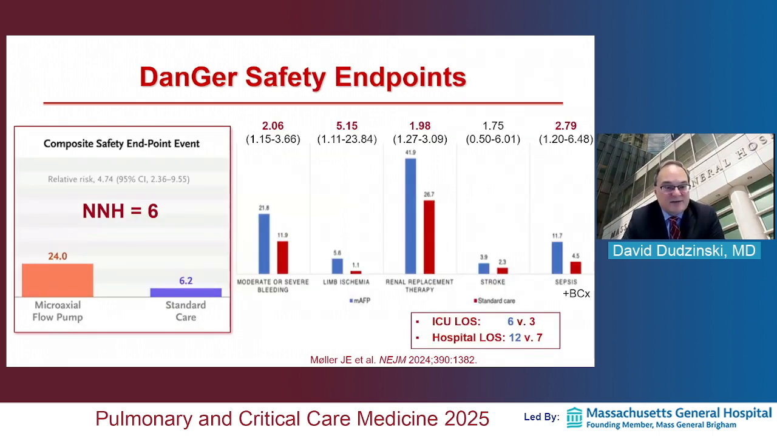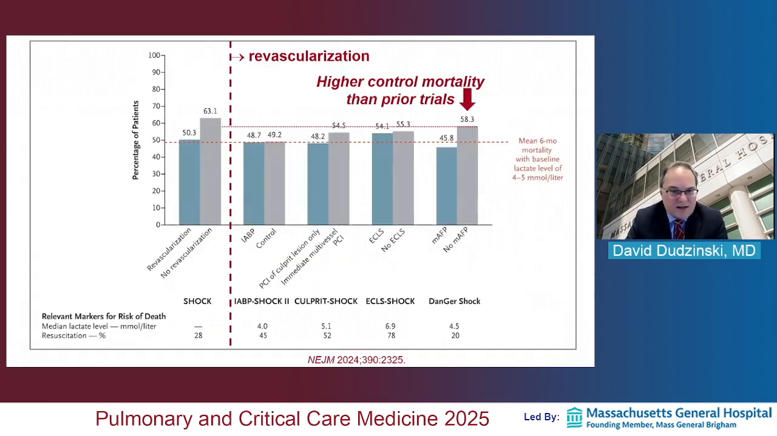And then we have to juxtapose that with the number needed to harm. So with this device, similar to ECMO, there's bleeding, hemolysis, there's a need for renal replacement therapy, which in part is due to pigment, and the number needed to harm was 6. Now that's lower than the number needed to treat. Of course, that would imply that death and AKI have the same weight, and they don't. So we have to balance that for our patients.